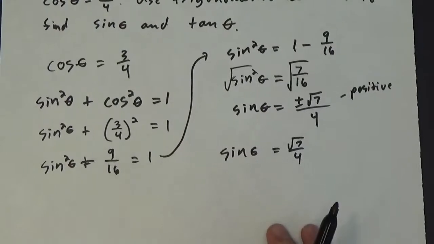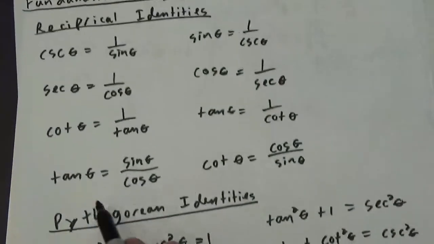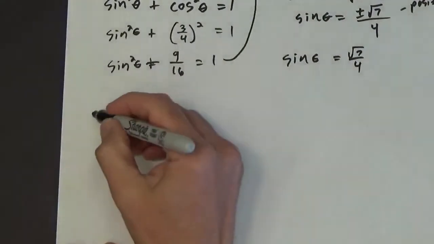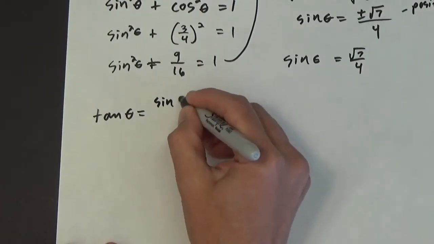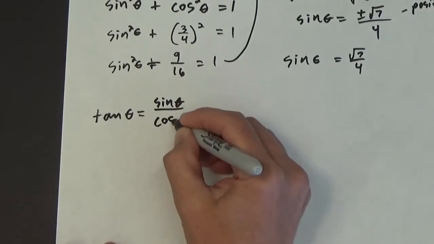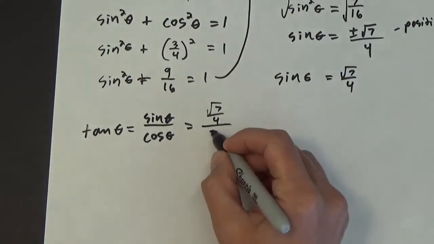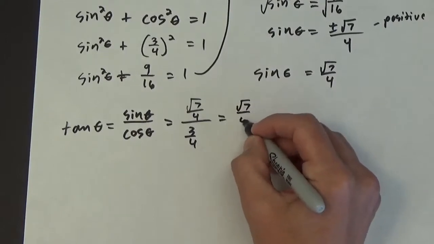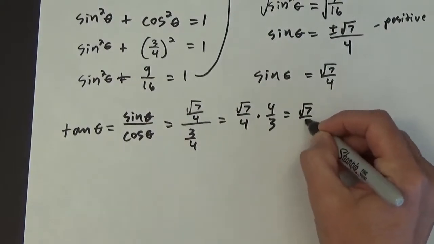Okay, now we need to find the tangent. Well, once we have sine and cosine, the tangent's easy. Tangent's just sine over cosine. So the tangent of theta is the sine of theta over the cosine of theta. So that's the square root of 7 over 4, over 3/4. So that is the square root of 7 over 4 times 4/3, which is the square root of 7 over 3.